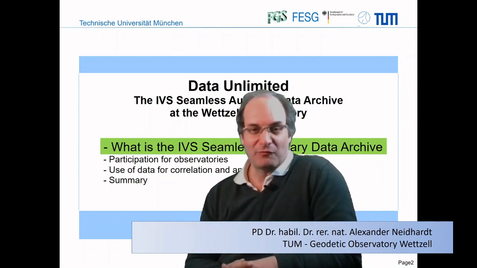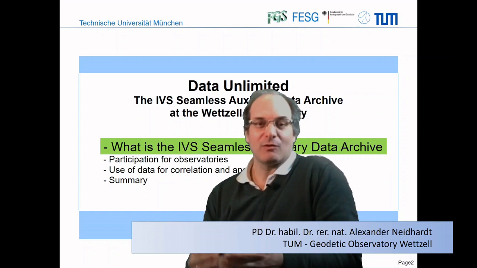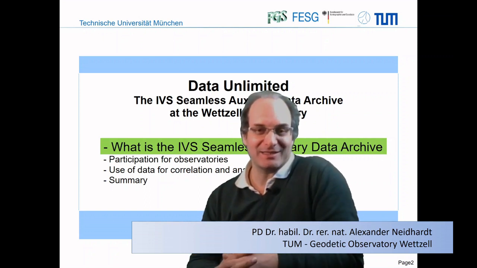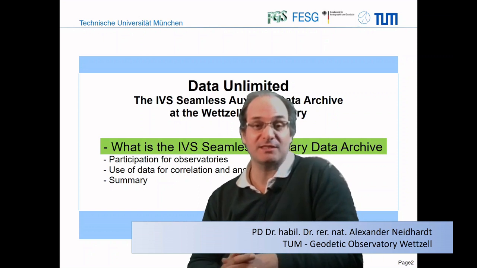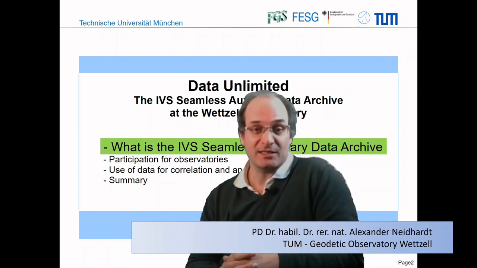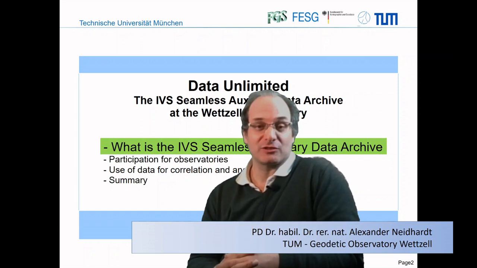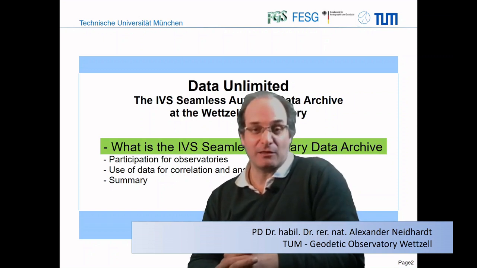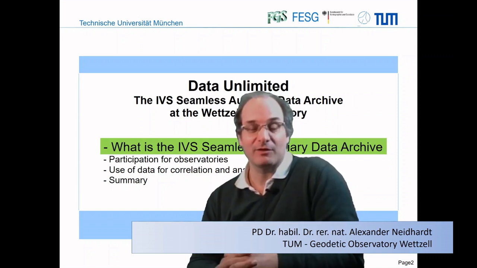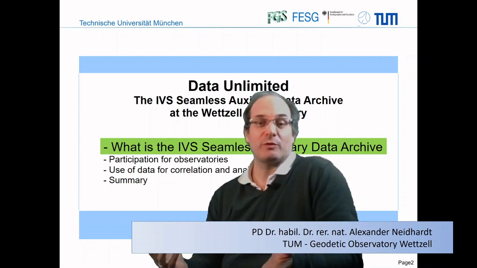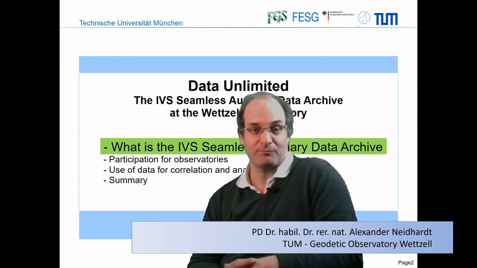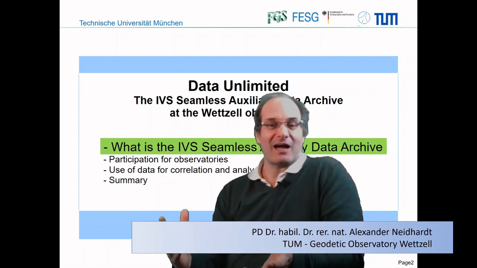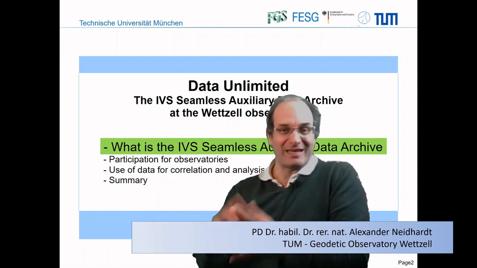We'll touch four different points. What is the IVS Seamless Auxiliary Data Archive? How can you participate in this as an antenna site? How can correlators and analysts get data from this data archive? And where do we have the benefits, or what is the future, in the summary? So what is the IVS Seamless Auxiliary Data Archive?